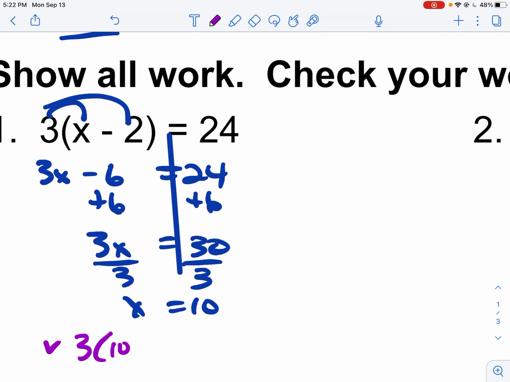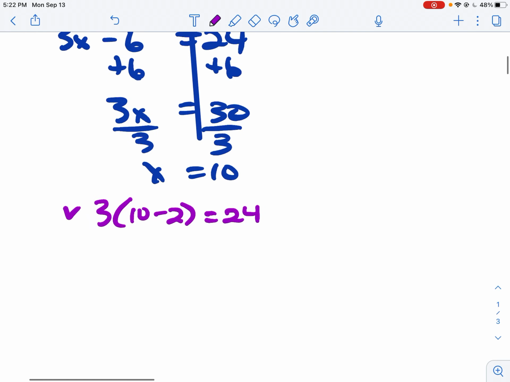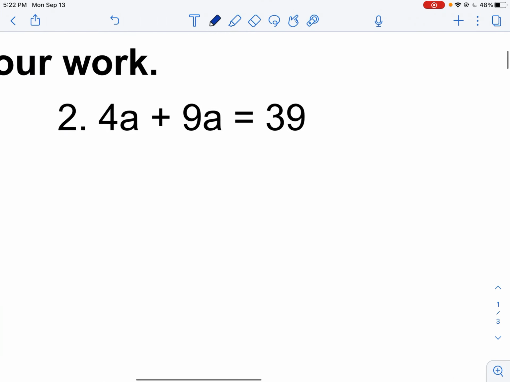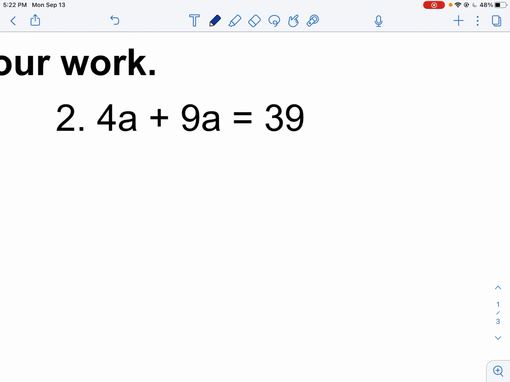I check my work to make sure that I've done the correct thing. So 3 times 10 minus 2 equals 24. 3 times 8. So 24 equals 24. So I do have the right information, so x does equal 10.